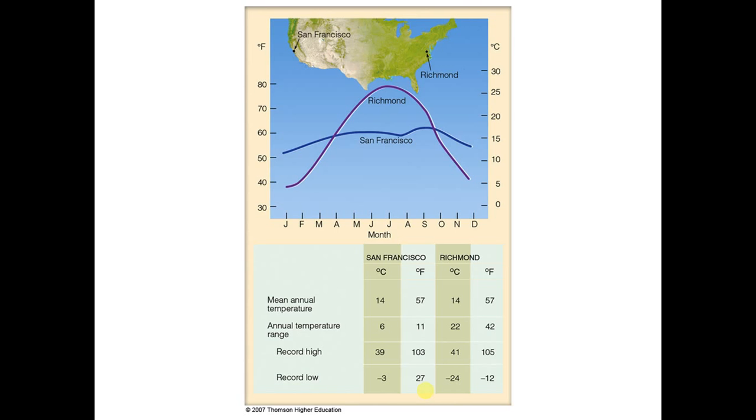So even though these two cities have the same mean annual temperature, the variation in temperature over the course of the seasons as well as over the course of a single day is quite different. Notice average summertime temperatures in Richmond are approaching 80 Fahrenheit, whereas average summer temperatures in San Francisco barely make it into the 60s. Kind of interesting. San Francisco's warmest month tends to be September.